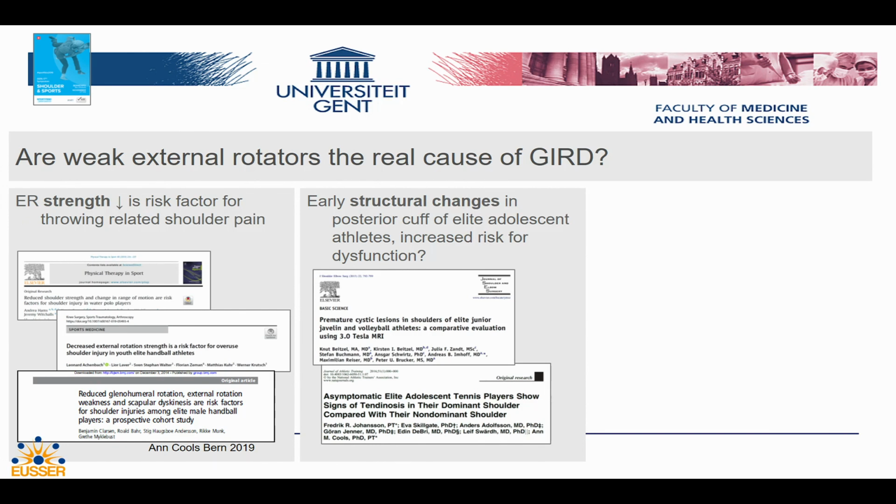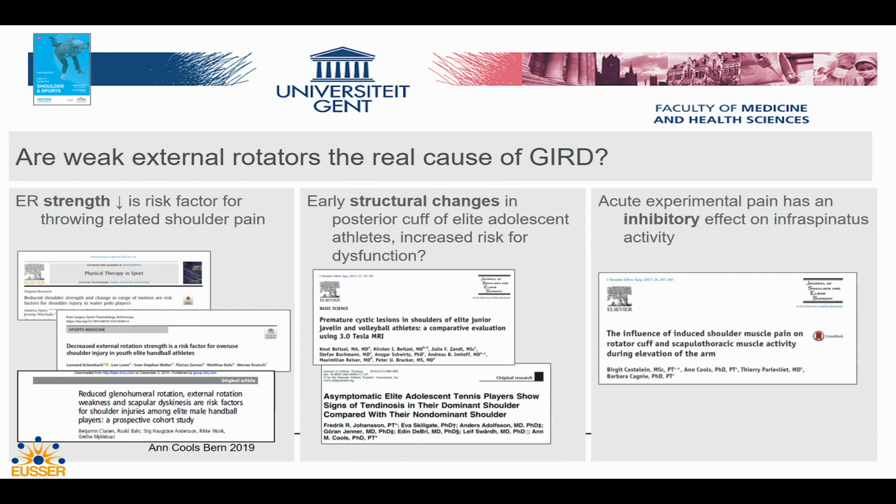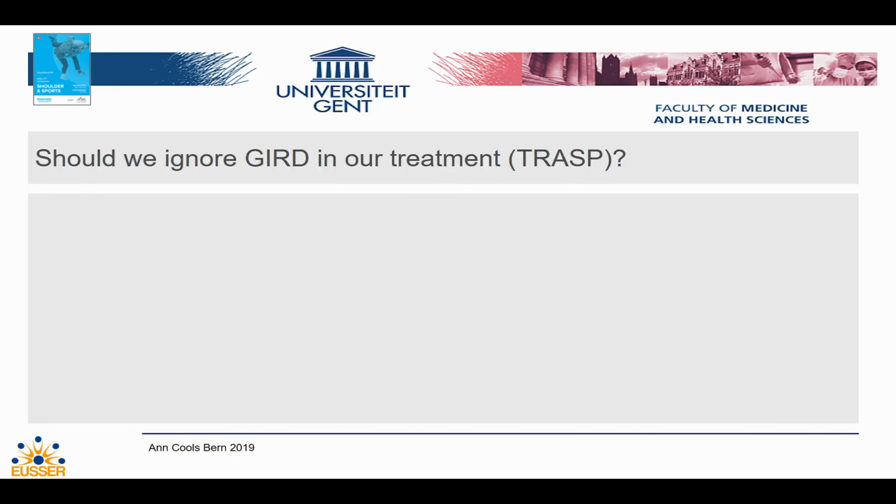And a third issue has nothing to do with sports, but we did a study in which we experimentally induced pain in the supraspinatus, and we looked at what happened in the other muscles. And the muscle that reacted the most with inhibition of activity was the infraspinatus. So maybe our posterior cuff is also prone to inhibition as a result of pain. And all these 3 things together tell us, well, training the external rotators in their deceleration capacity is an important treatment goal.